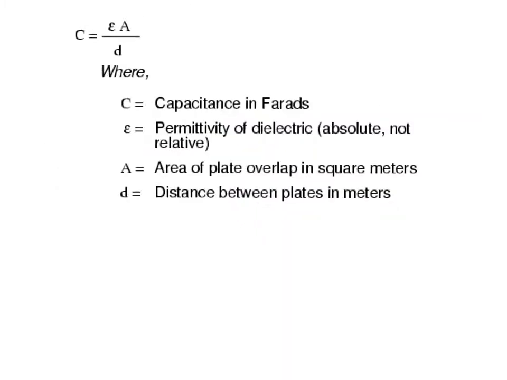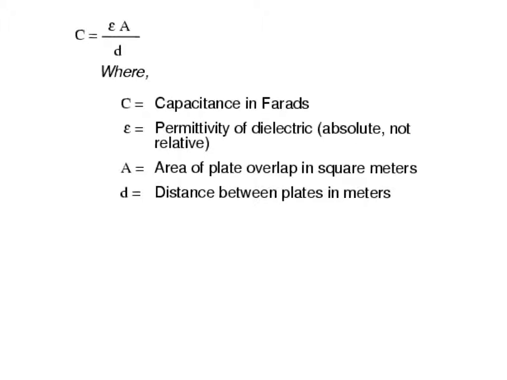Here's the equation in a nutshell. Capacitance is measured in farads. It's equal to the permittivity of the dielectric. That's going to be different for every potential type of material you could put in between them. So the material you put between them does make a difference in how strong the capacitor is.